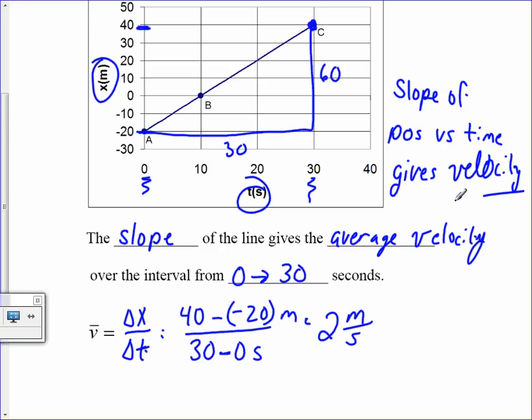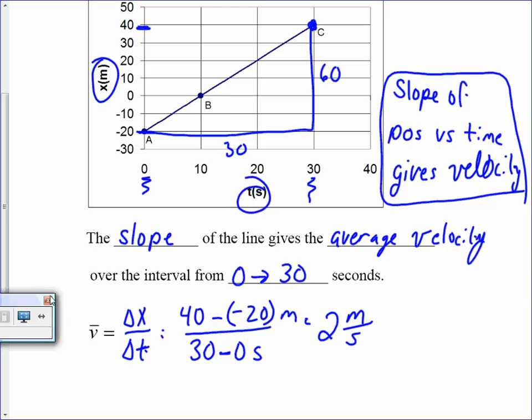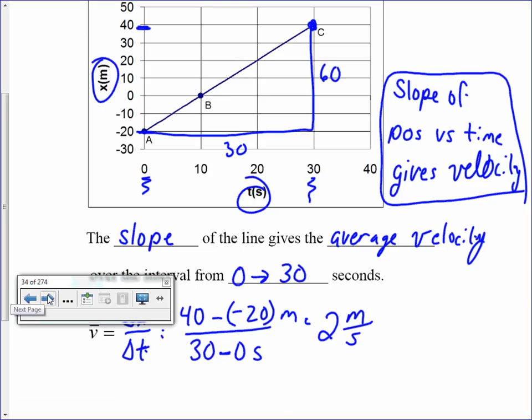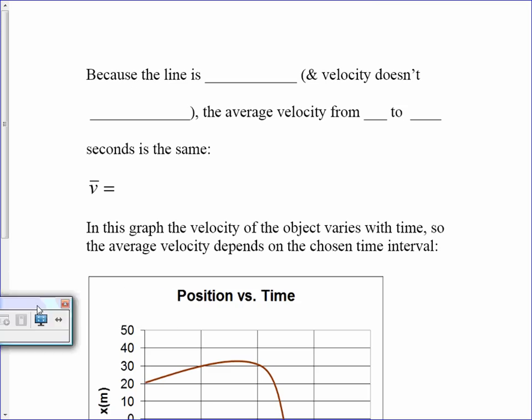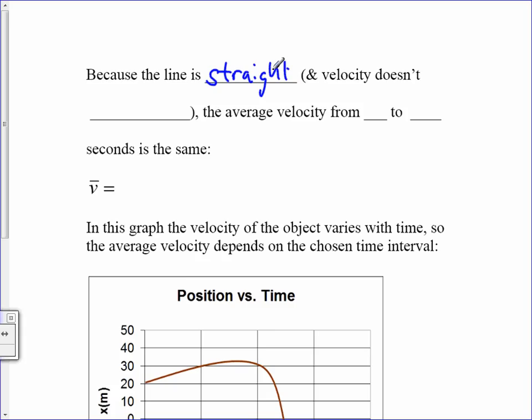And in that quick test, you have to find the velocity by finding the slope at a particular point. There are some added complications, as we'll see. Now in this case, because the line is straight, that means the slope doesn't change. Because the slope doesn't change, the velocity also doesn't change.